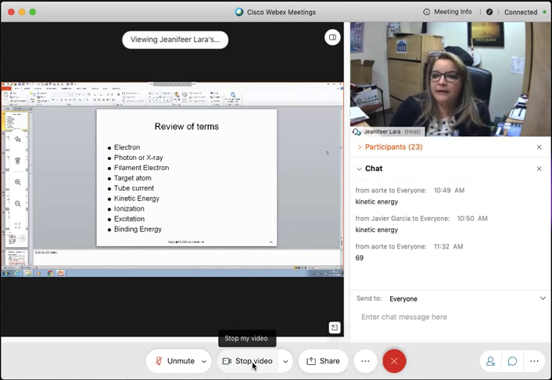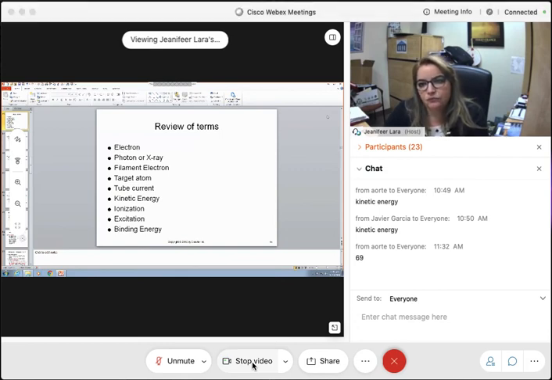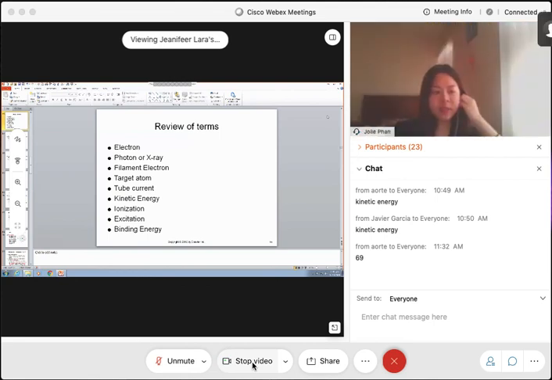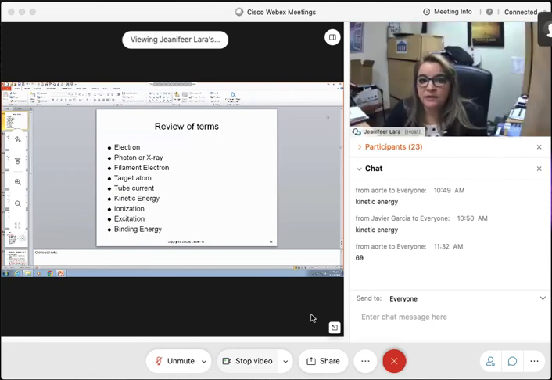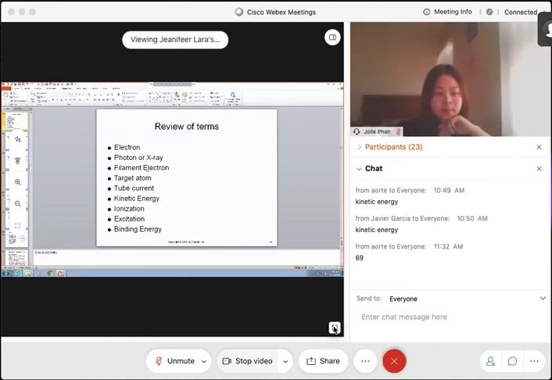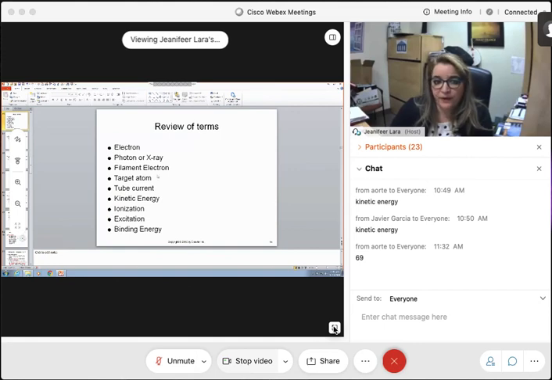Beautiful. Let's see, Jolie. What is a filament electron? Why does this electron have a name? The filament is in the tube, in the cathode. So the filament electron came from where? The cathode, correct? Good. So it's got a name that tells you where it comes from. Perfect. What is a target atom, Luke?